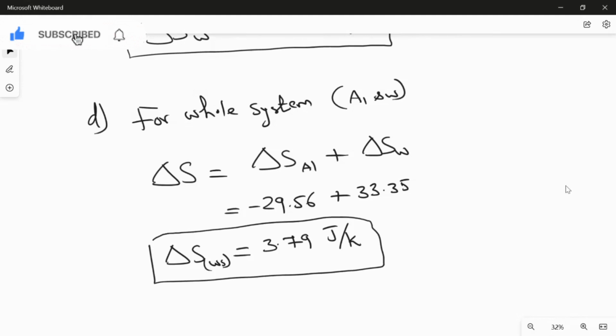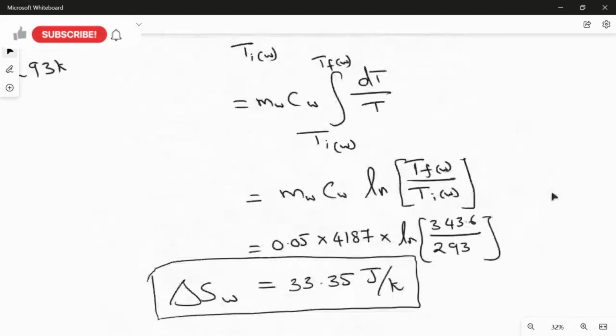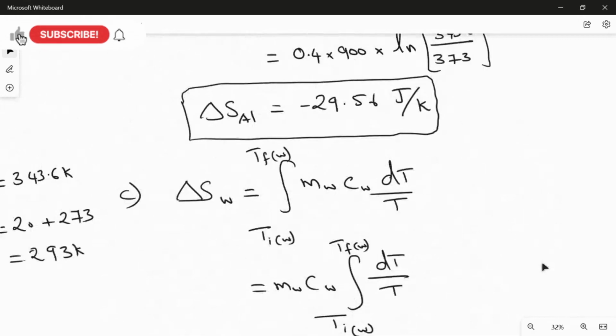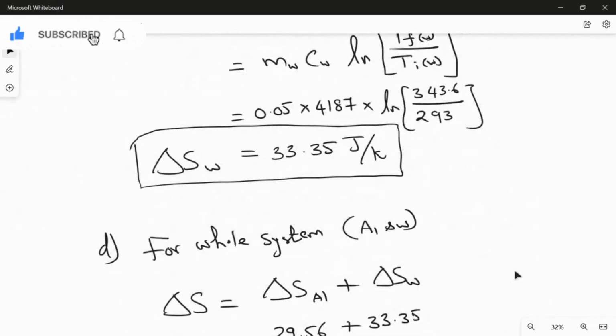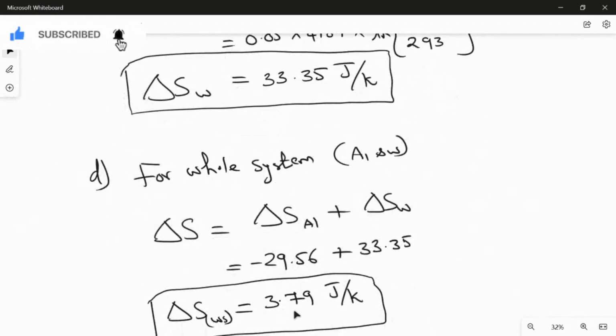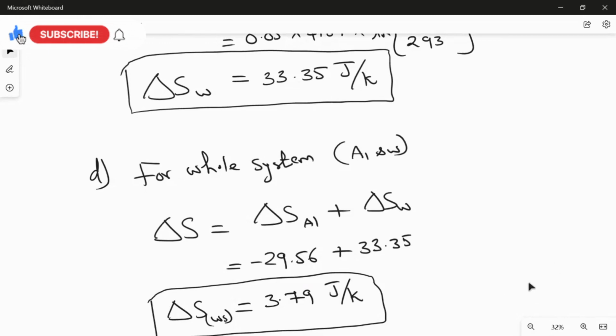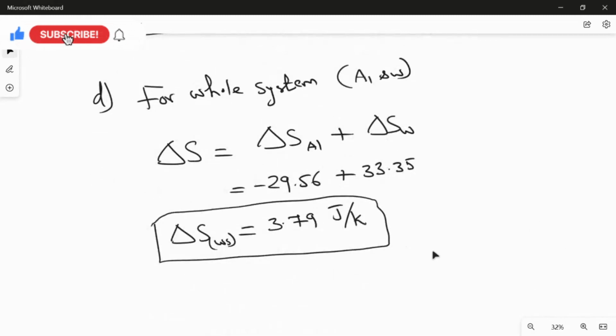The most important thing is that your entropy change always gives a positive value. But sometimes when you calculate the entropy change for only one system, you may get a negative value. But when you go for finding the entropy for the whole system, which here is aluminum with water, we will get a positive value because the entropy always increases. That's the reason here we got the positive value. You will never get a negative value for the whole system. Clear? So this is the answer for the last question. That's it. Thank you.